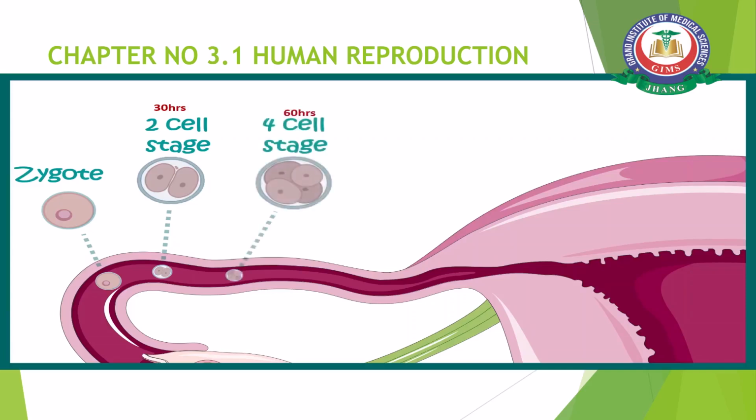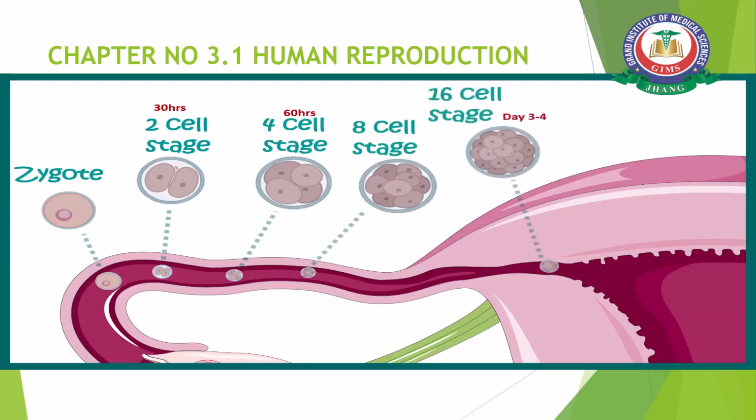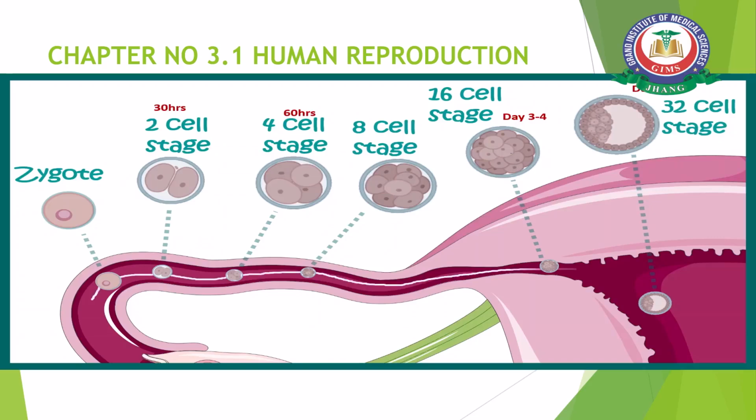If we wait 60 hours, there would be a 4-cell stage, then an 8-cell stage, and eventually after day 3 to 4 there would be a 16-cell stage, and at day 4 to day 5 there would be a 32-cell stage. One noticeable factor in this process is that all these events are happening while the embryo is moving towards the uterine cavity. Eventually in the uterine cavity, the embryo gets embedded into the uterine wall.